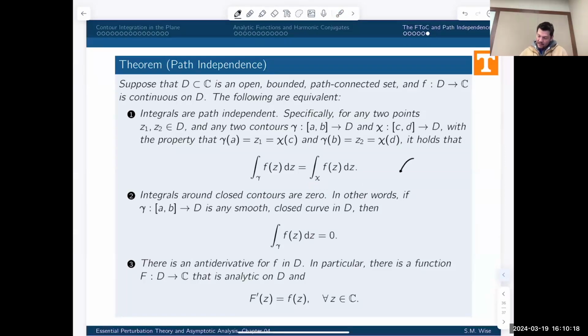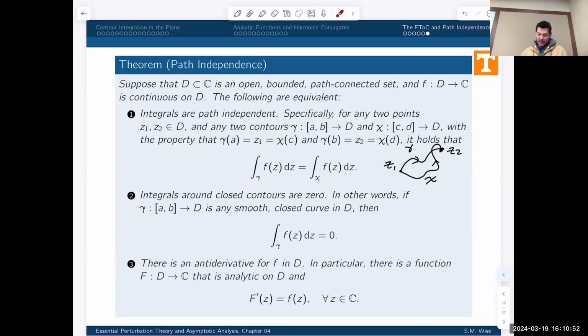if we have path independence, that means if I have one contour going from Z1 to Z2 like this, and then I have another contour, which can even cross, going from Z1 to Z2 like that, then we say that these things are path independent if and only if it doesn't matter which contour I take to get from Z1 to Z2, I'll calculate exactly the same integral. So that's the first statement.